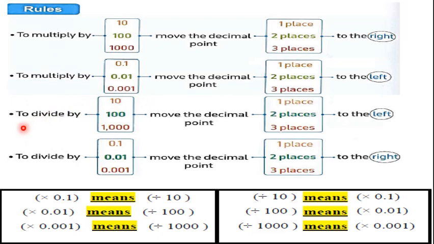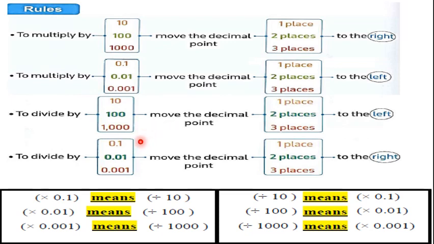Now, let's talk about the division. If I want to divide any number by 10 or by 100 or by 1000, that means I'm moving the decimal point to the left. If I divide by 10, I will move to the left just one place. Any number divided by 100, I will move the decimal point 2 places to the left. If I want to divide by 1000, I will move the decimal point 3 places to the left.